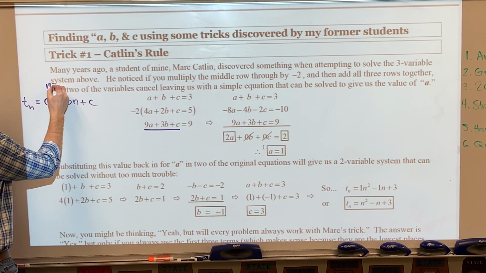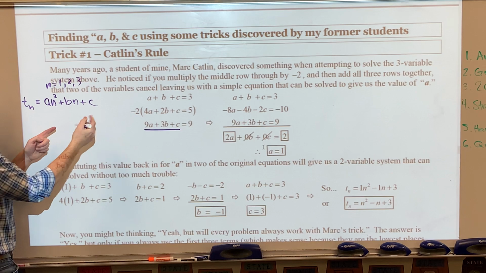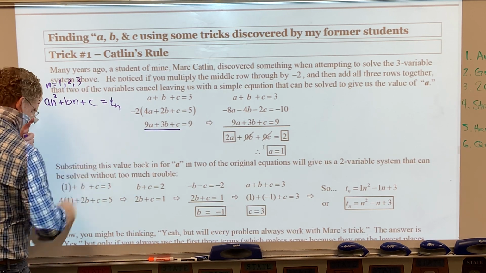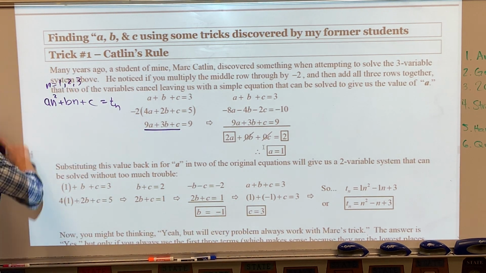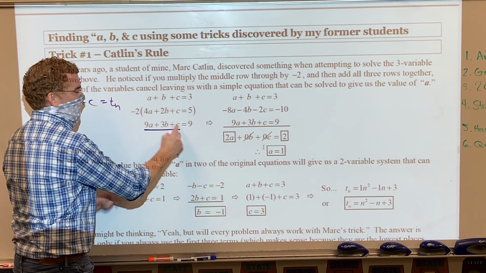So if n is always going to be 1, 2, and 3, because I'm using the first, second, and third terms, sorry, I'm putting the t in over here. If n is always going to be 1, 2, 3, then it stands to reason that the left side's always going to look like that, that, and that.